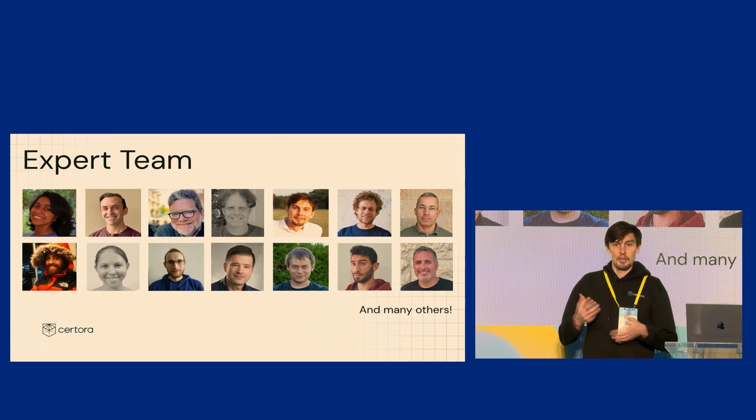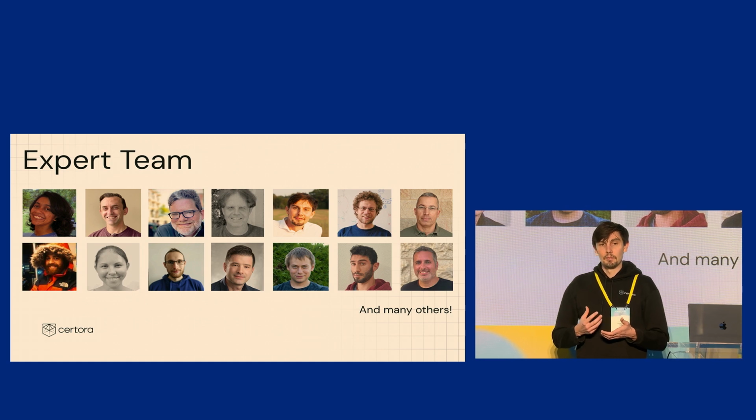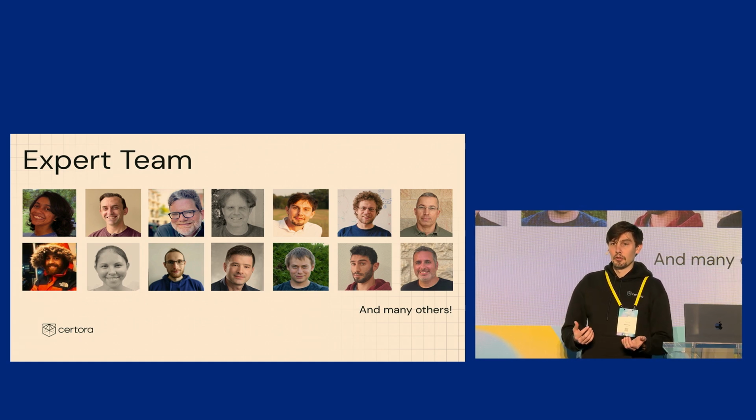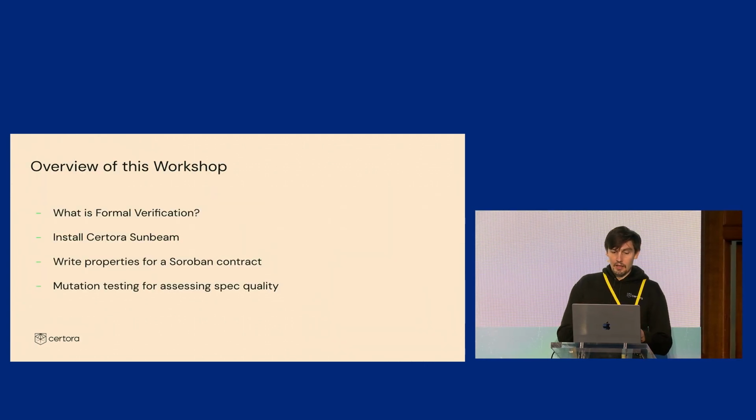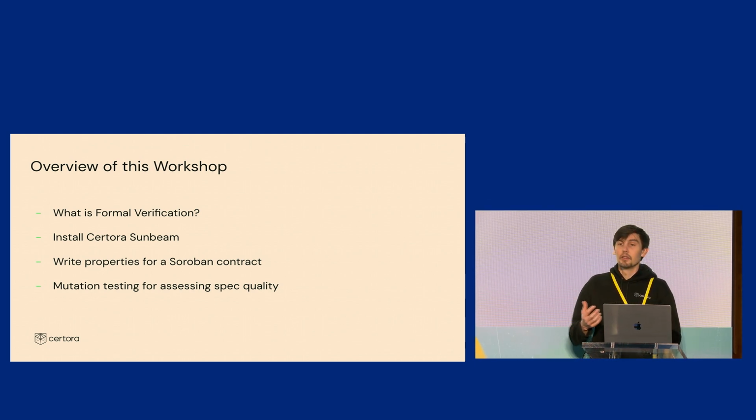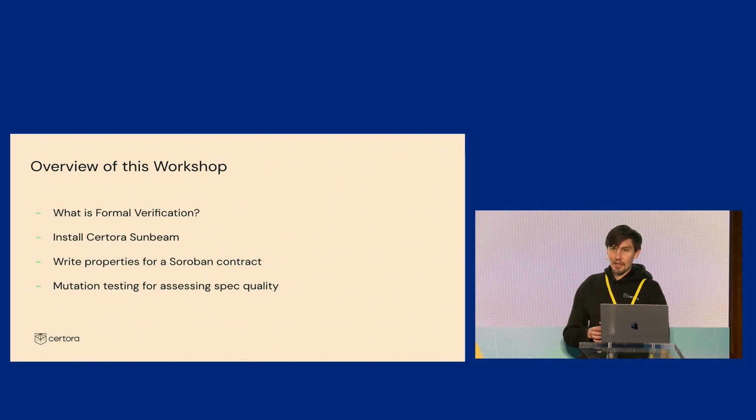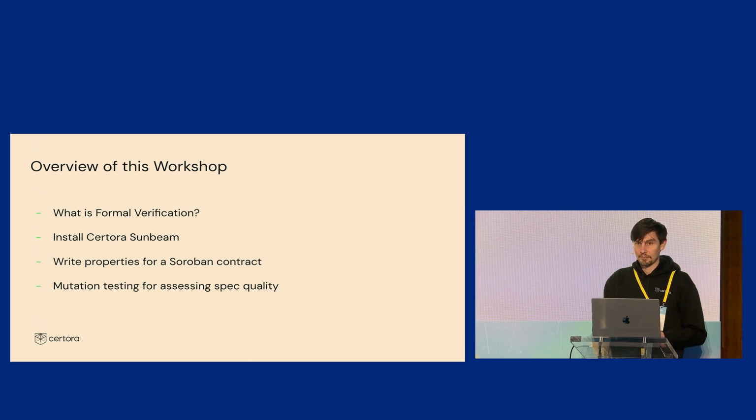At the end of the workshop, we also talk about how you can have more guarantees that the specifications you write are correct, so you have more certainty about them. The agenda is roughly a short intro to formal verification. Then you'll have 10, 15, maybe 20 minutes to set up the tool yourself, so have your laptop ready, and then we start writing properties for a Soroban contract. I'll also show you how the output looks, and then we speak about mutation testing.